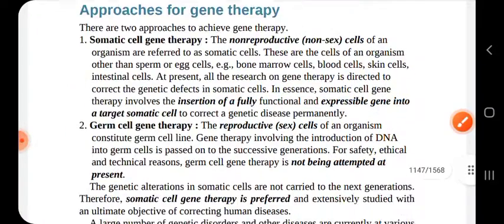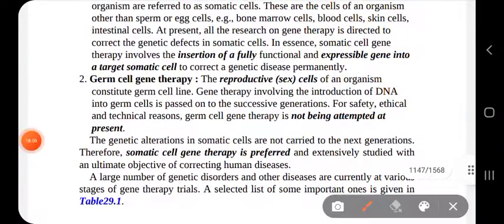The second type of gene therapy is called germ cell gene therapy. And what does germ cell mean?